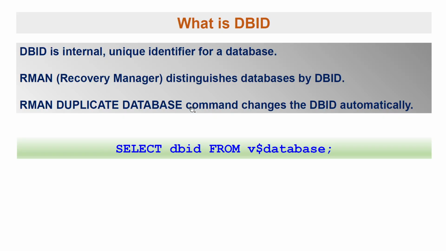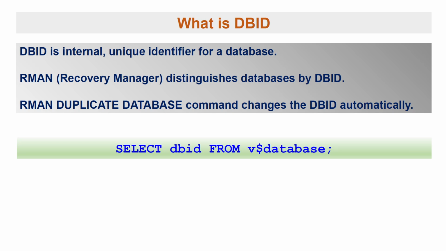Now, before we proceed, let me also explain the concept of DBID. DBID is an internal unique identifier for a database. RMAN distinguishes databases by DBID. The RMAN duplicate database command changes the DBID automatically. If you want to know the value of DBID, you use select DBID from v$database. Now, what's the concept of DBID?